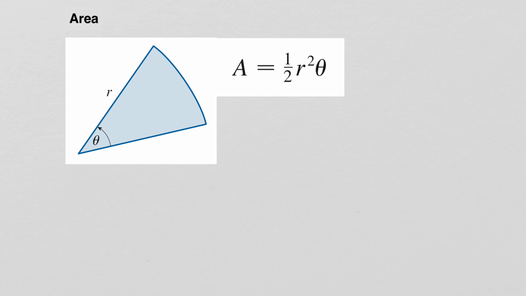Suppose we have a piece of a circle here with a central angle of theta and a radius of r. We know the area of this is 1/2 r squared times theta. And of course, theta must be measured in radians. Let's talk briefly about where this comes from.